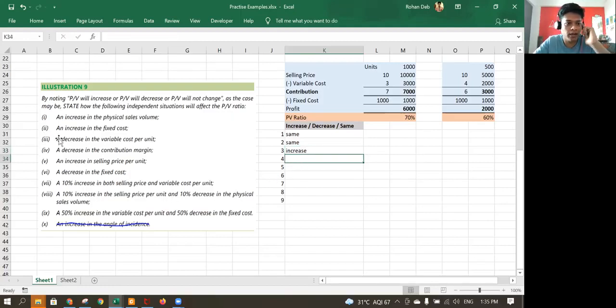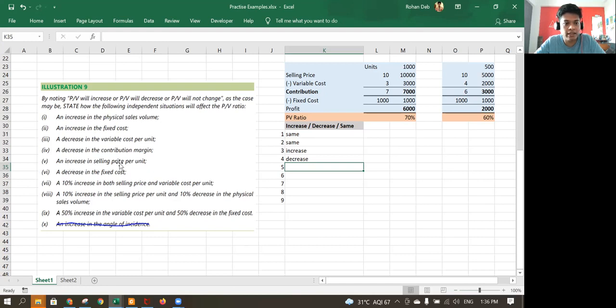Okay. Decrease in the contribution margin. What is contribution margin? The 7. So if my contribution margin decreases, what will happen? PV ratio will decrease. Is it making sense, or will you skip it? I think most people have skipped the video, thinking they won't understand.